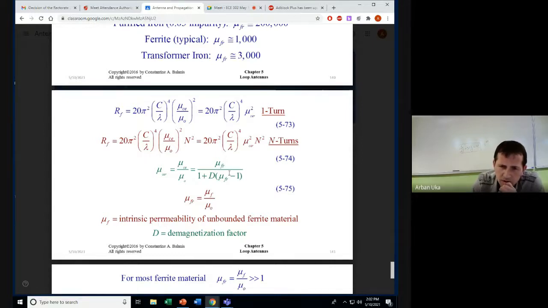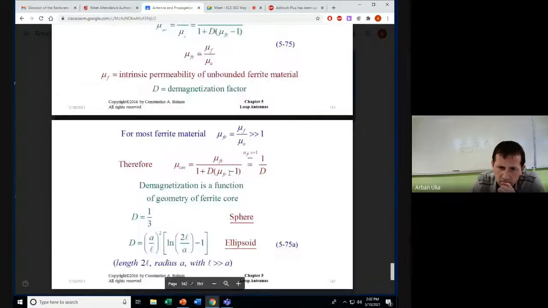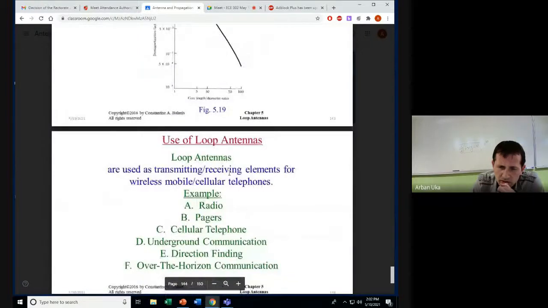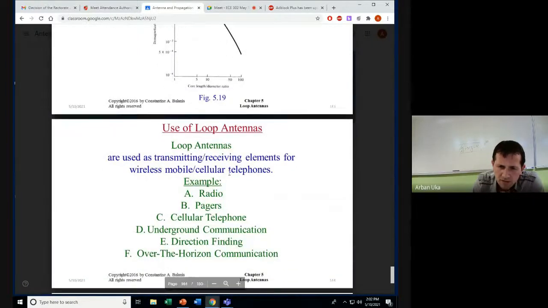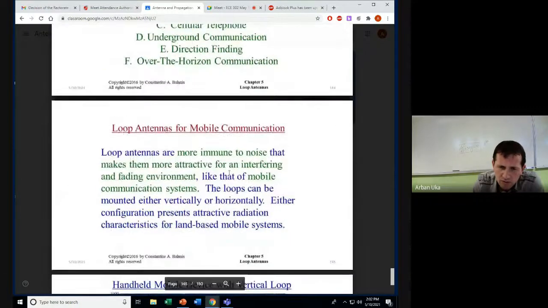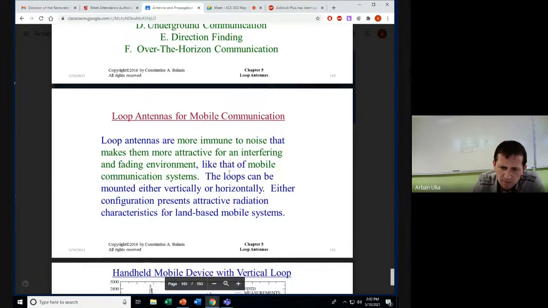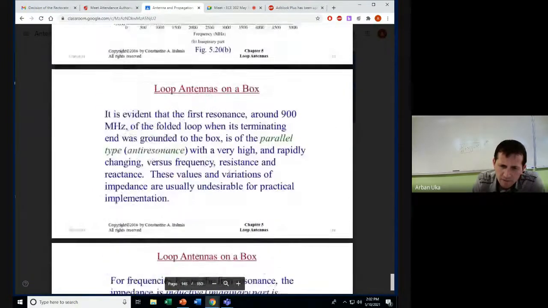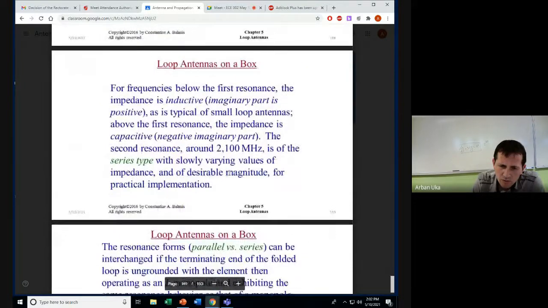Okay, so we have one turn, n turn. Use of loop antennas. These are where the loop antennas are used. Loop antennas are more immune to noise, which makes them more attractive for an interference fading environment, like a mobile communication system. Loops can be mounted either vertically or horizontally. Mobile systems. Okay, so with all of these, oh, I thought we were over.